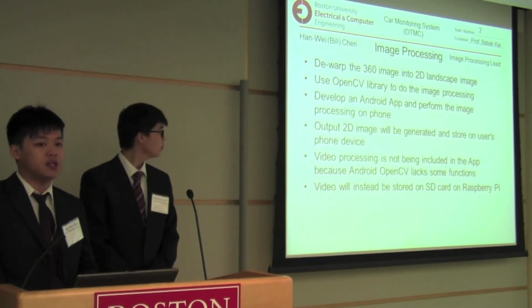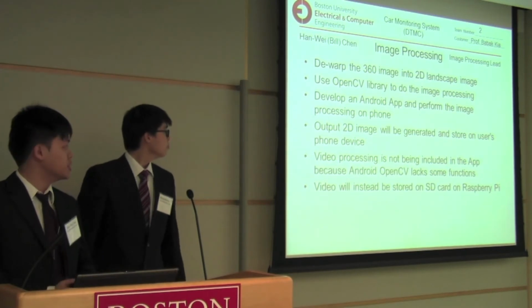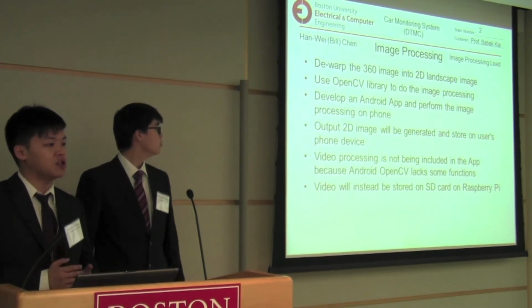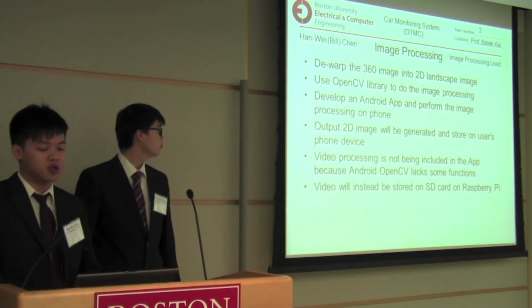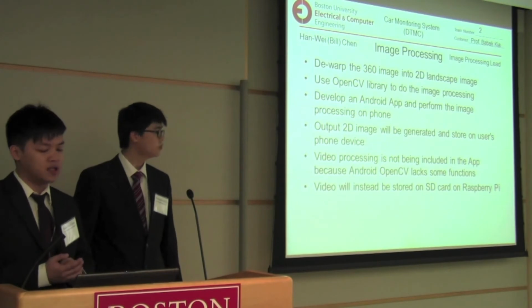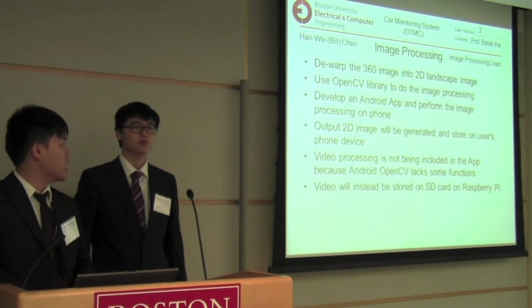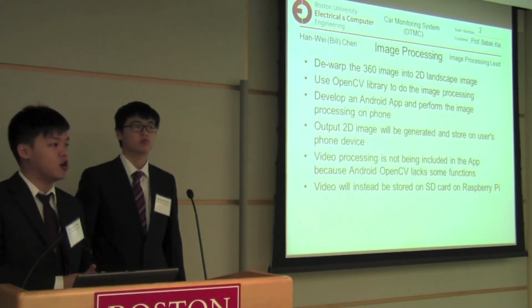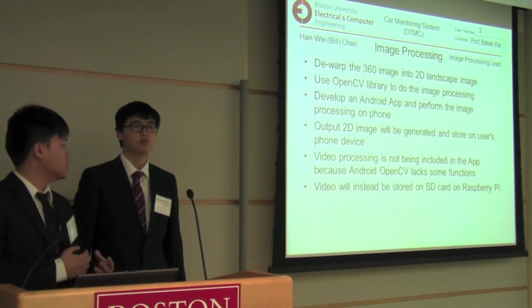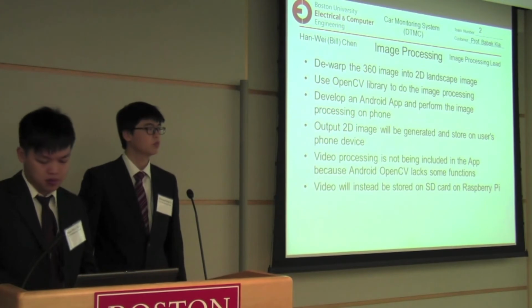We use the OpenCV library to accomplish this task, which is performed in our Android app, an app the user can download directly from the Google Play Store. The output image will be stored on the user's phone. We are unable to do the video processing on the Android app because Android OpenCV lacks some key features we need, but the remaining video will be stored on the Raspberry Pi.